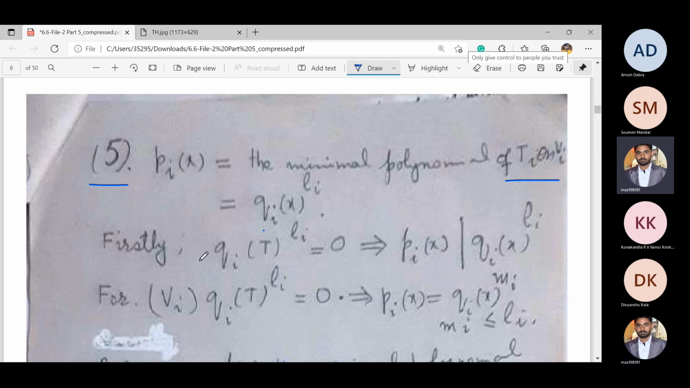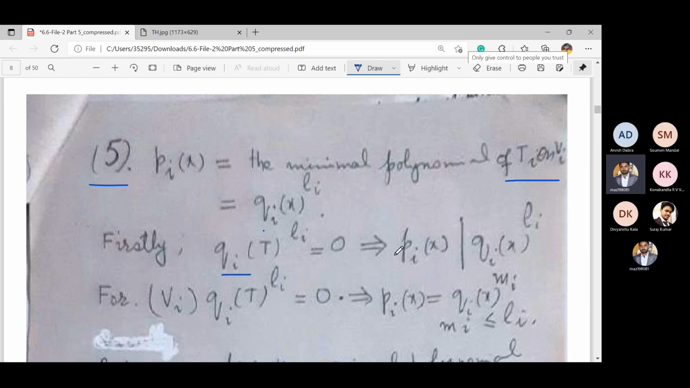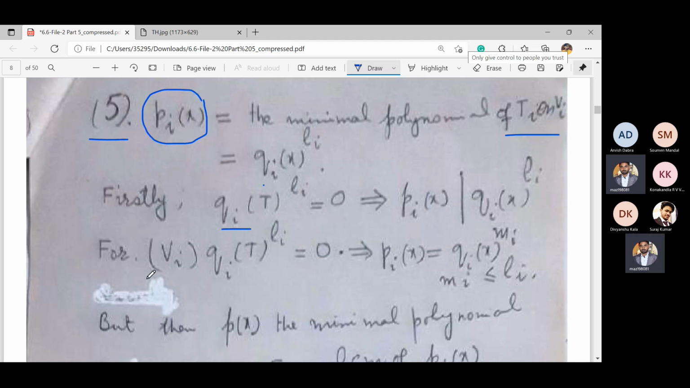Firstly we can see q_i(T) raised to the power l_i equals 0. This implies P_i(x) divides q_i(x) raised to the power l_i, meaning if we assume that P_i is the minimal polynomial, then we have to show that P_i must be equal to q_i(x) raised to the power l_i. We can see easily that if we operate q_i(T) raised to the power l_i on V_i, then it becomes 0. So q_i(T) raised to the power l_i is the 0 operator on V_i.